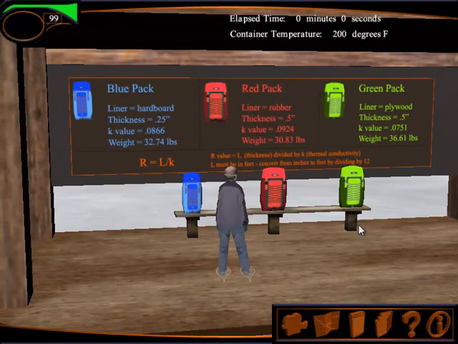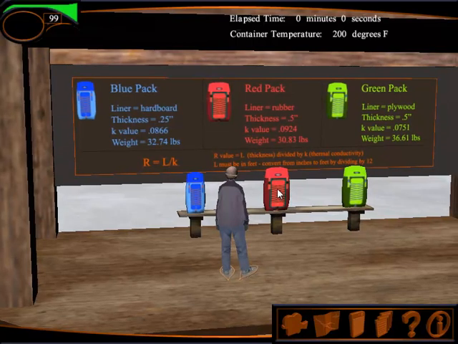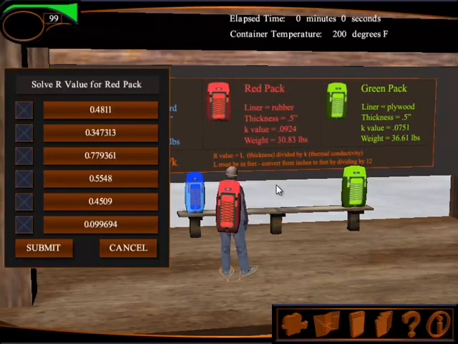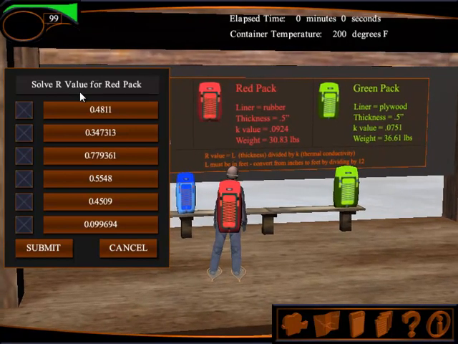So what we want to do is pick up a pack. Let's say I wanted to pick up the red pack. So I'm going to get close enough here and left click on it. And when I do, I get the pack put on, and I have a requirement to solve for the R value of the red pack.